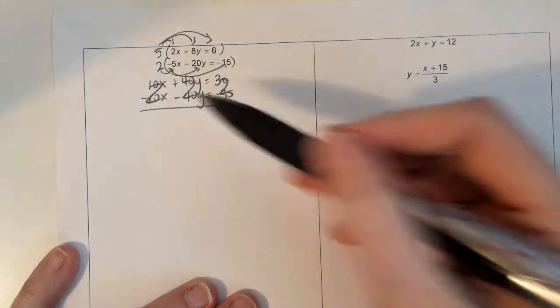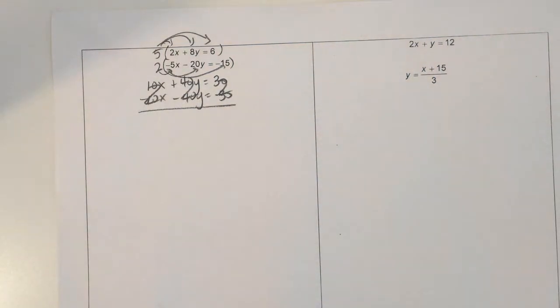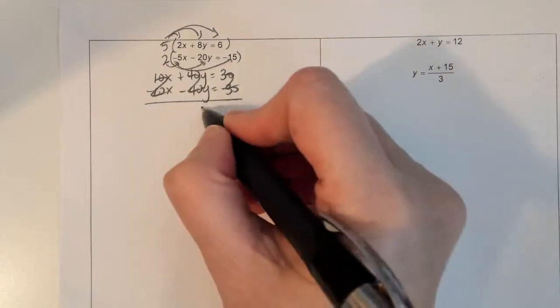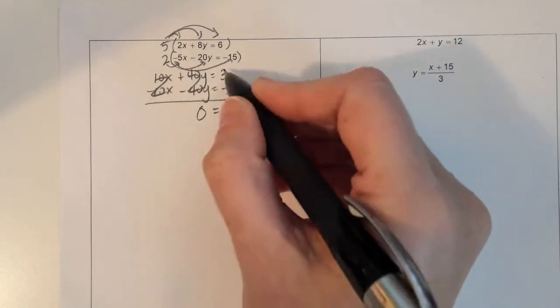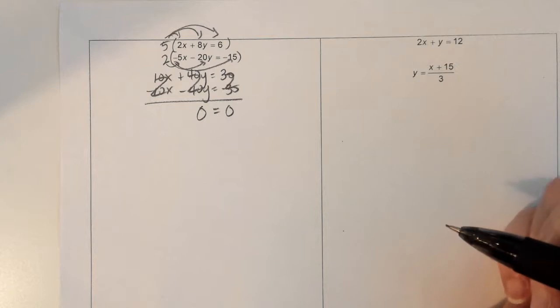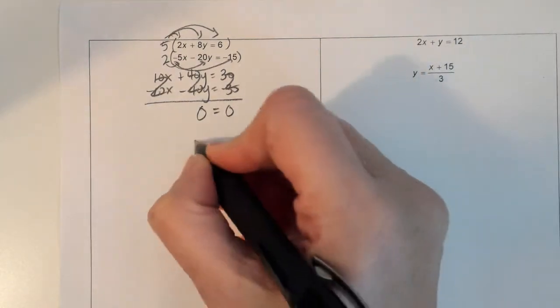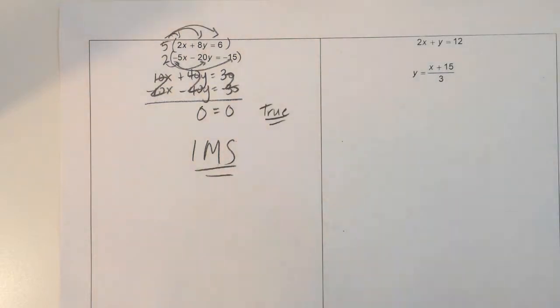So a lot of you at this point freak out and go, oh my gosh, there's nothing left. What do I do? How do we mathematically represent nothing? With a 0. On that side of the equal sign, over here I got 0. Does 0 equal 0? That is true, so this is infinitely many solutions.